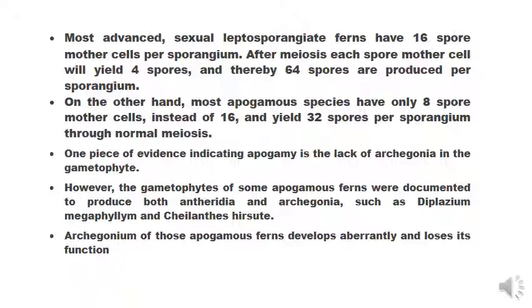But in case of apogamy or apogamous plants, what happens? Now they have 8 mother cells. So instead of 16 mother cells, as one mother cell can produce 4 cells, 8 spore mother cells produce 32 spores during normal meiosis.